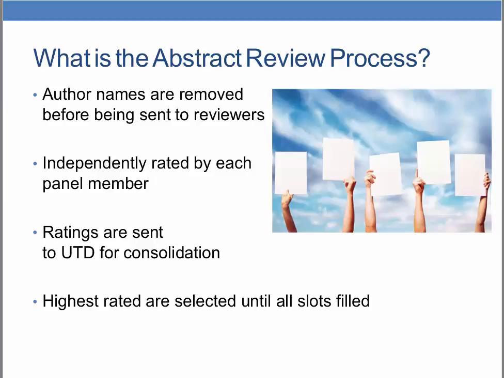And then those ratings in total are sent to UTD, and UTD compiles them all, adds them up, totals them. The highest rated abstracts are the ones that are selected until all slots are filled. Now, we usually have about 45 available slots for presentations at the UTD Symposium, and we get around 70 to 75 abstracts a year. So not all of them can be selected because we have that limited number of slots.